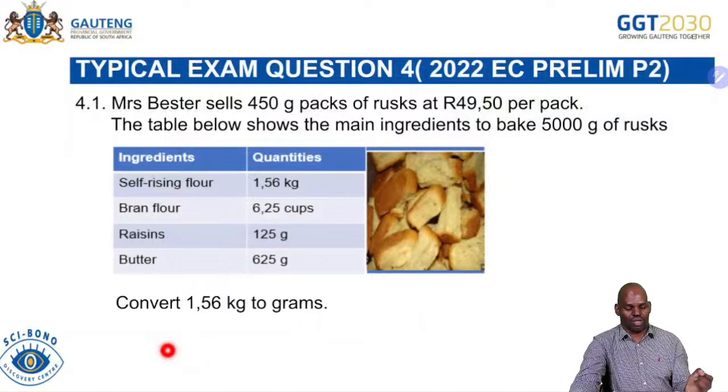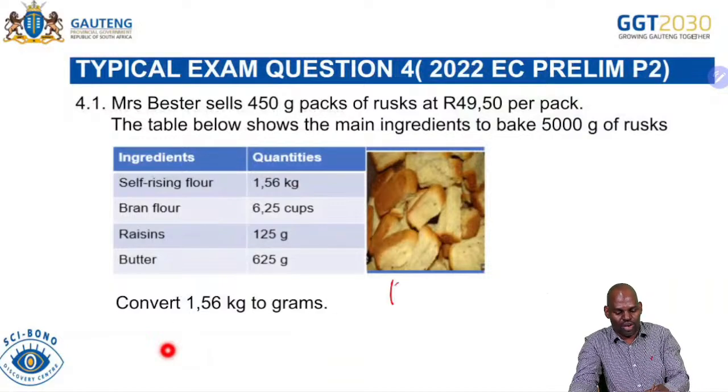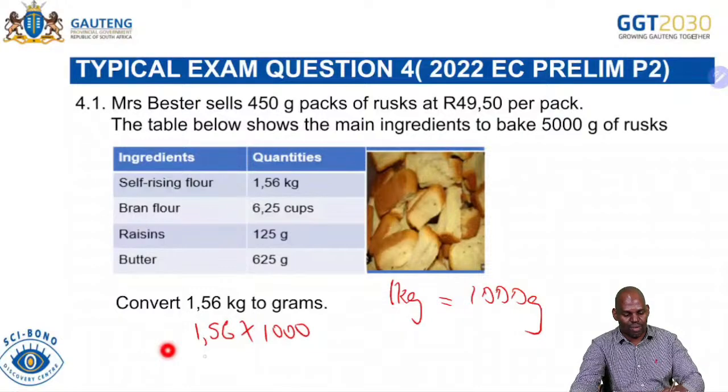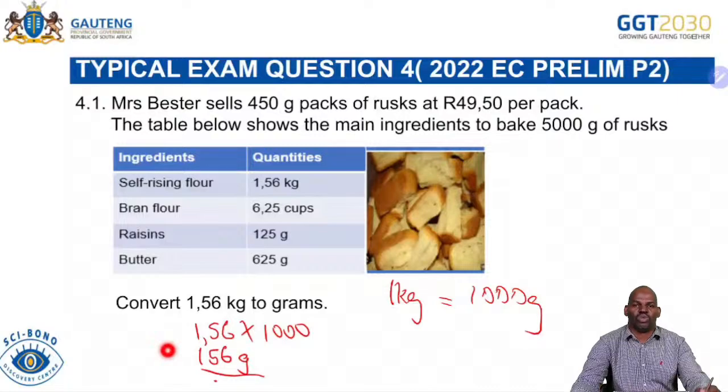Okay, boys and girls, remember now it should be easy. How do you convert from 1.56 kilograms to grams? If you want to convert from kilograms to grams, you multiply by 1,000. So you take 1.56 multiplied by 1,000, and then we get 1,560 grams. Should be very, very easy. I think we have done a couple of them so far in this lesson.